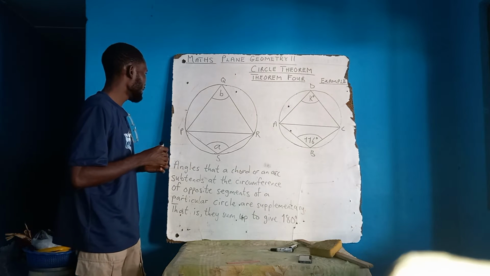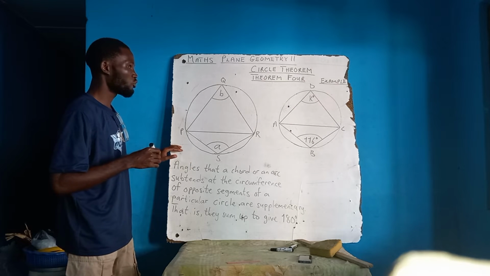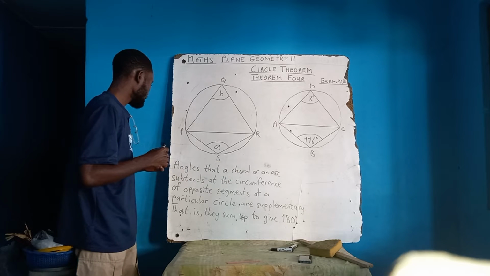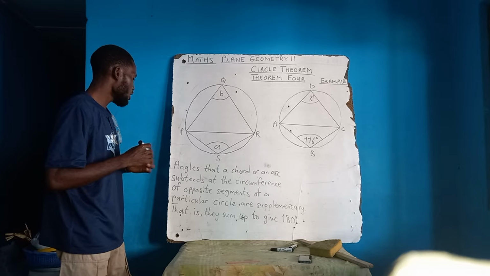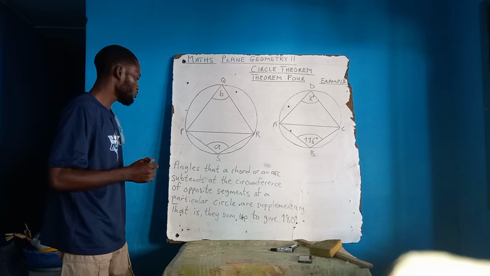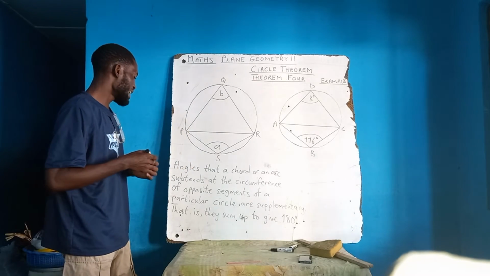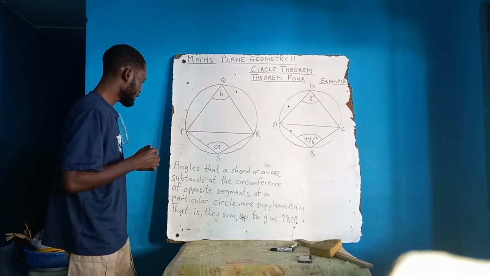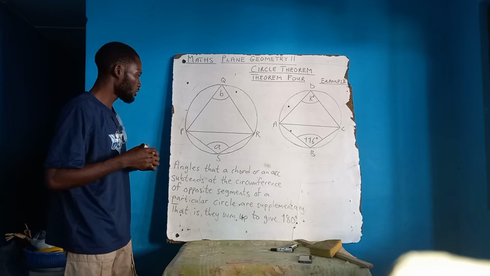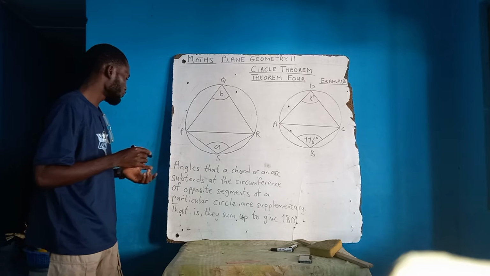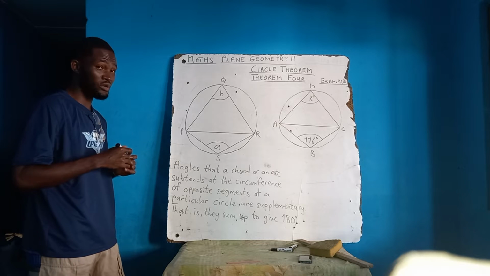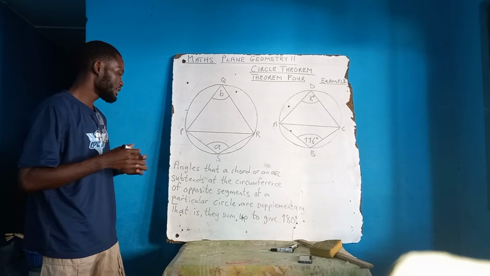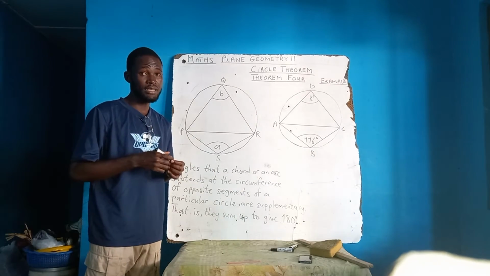Over here, we have our Theorem 4, which states that angles that a chord or an arc subtends at the circumference of opposite segments of a particular circle are supplementary. That is, they sum up to give 180 degrees. I quote again: angles that a chord or an arc subtends at the circumference of opposite segments of a particular circle are supplementary, and that implies that they sum up to give 180 degrees.